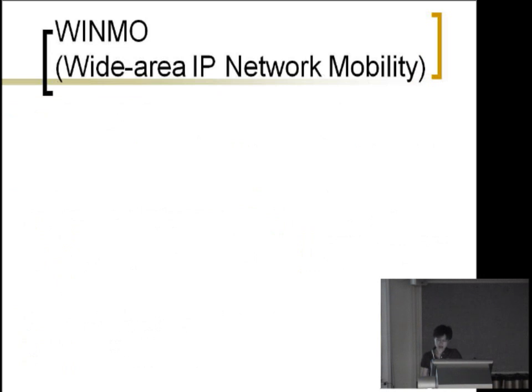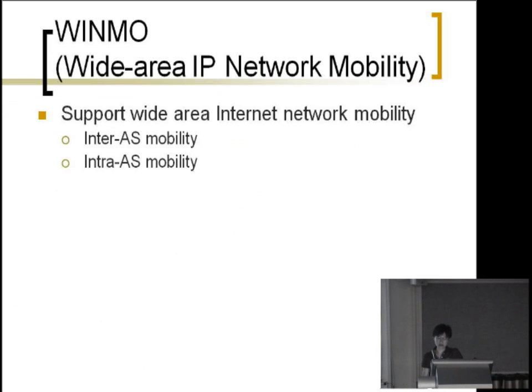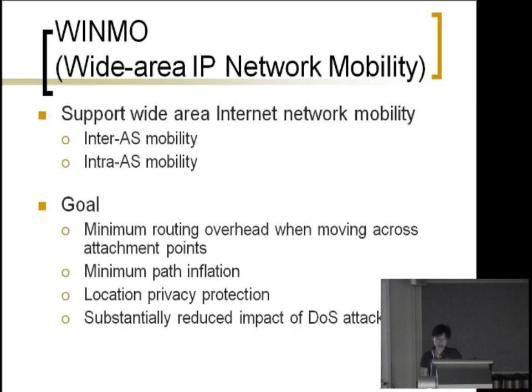First, let me describe the goals we want to have in terms of inter-AS as well as intra-AS mobility. We want minimum routing overhead when the network is moved across attachment points. The attachment points could be associated with different ISPs. And the path inflation, in terms of the additional length of the path you traverse on the internet, should be very minimal. Of course, there's always a trade-off between the overhead of routing announcements and the quality of the path you have.